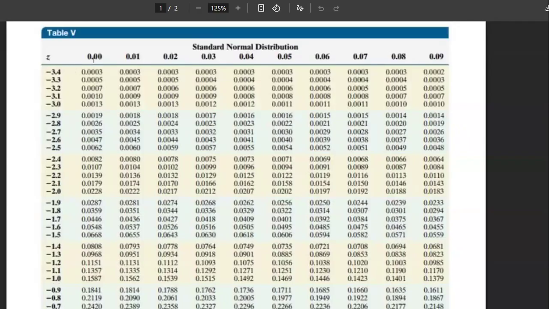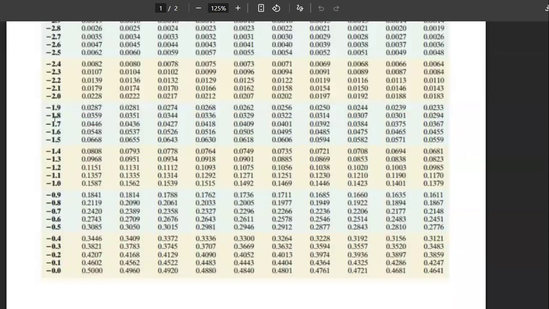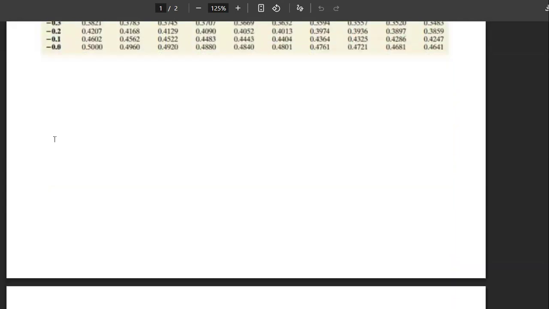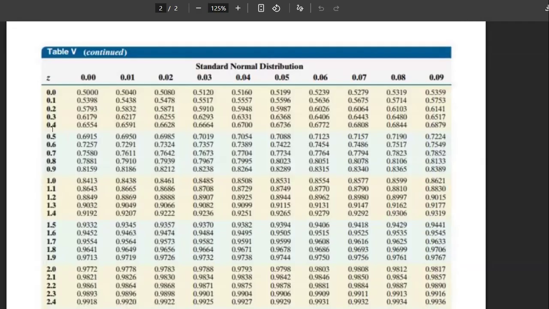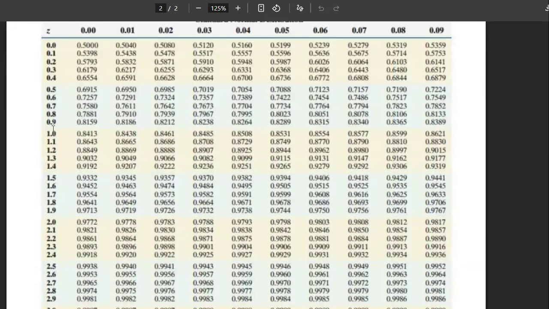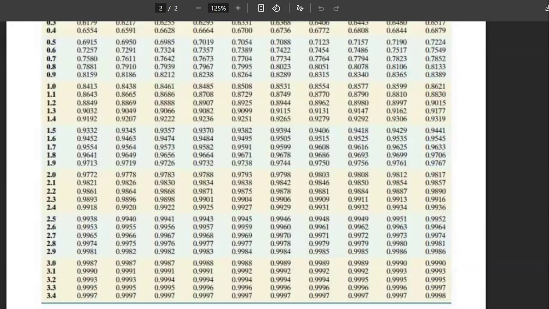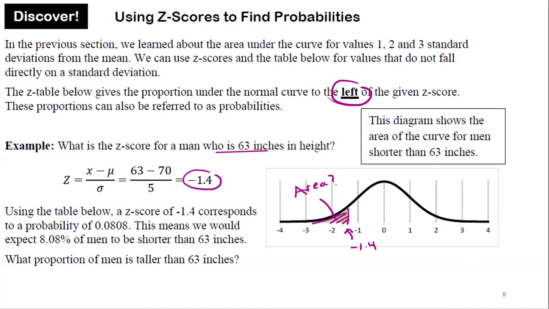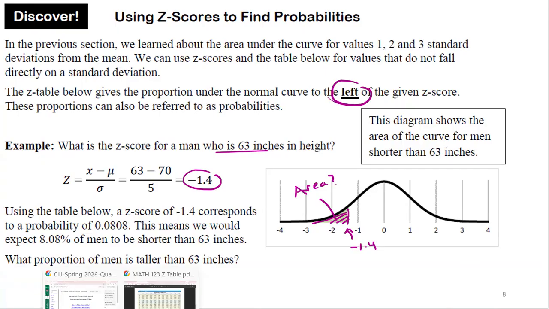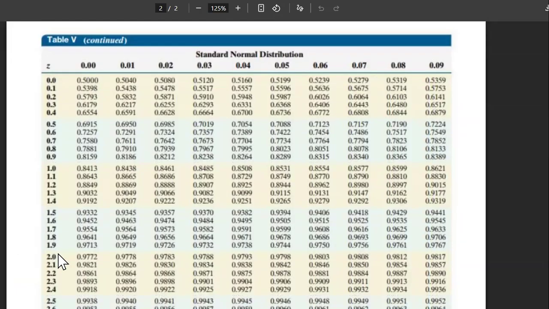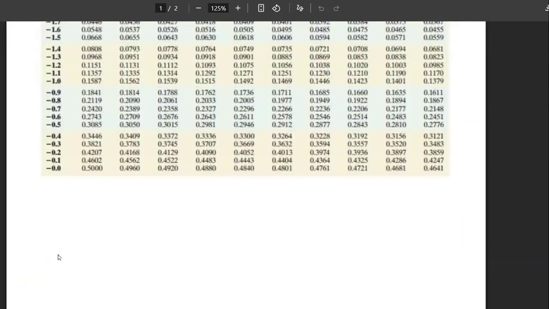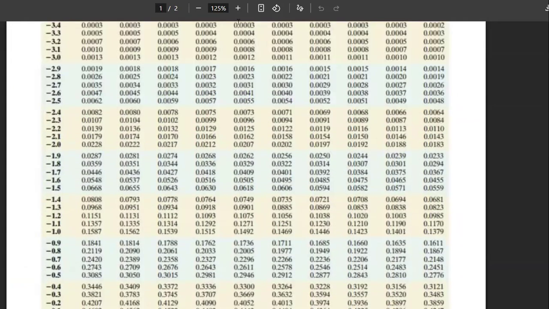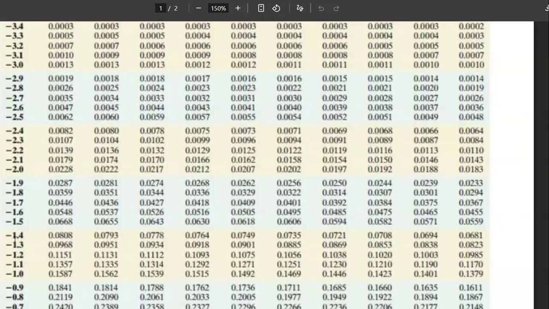All right, so this is 0.00, 0.01, 0.02, so on and so forth. Okay, so you have negative numbers here on the left side, and as you scroll down, you'll have the positive numbers. Okay, so we want to find -1.4. That's what we want to find. So, all right, this is the positive z-scores. We want the negative z-scores. So let's scroll back up. And here is, and I'm going to zoom in a little bit here, -1.4.